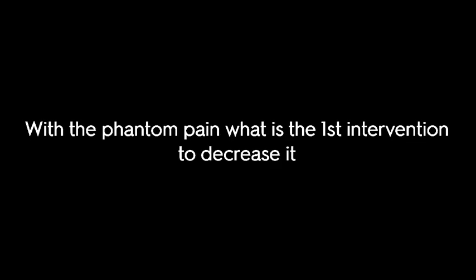How do you prevent hip and knee contractures? Through extension. Inspect the residual limb daily to be sure that it lies completely flat on the bed. With phantom pain, what is the first intervention to decrease it? Diversional activity.